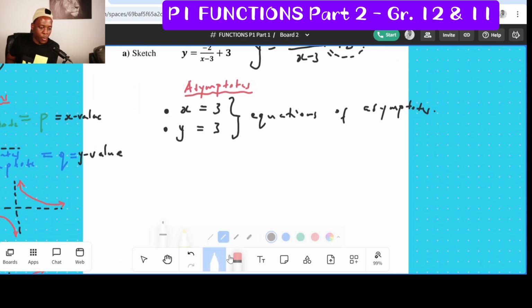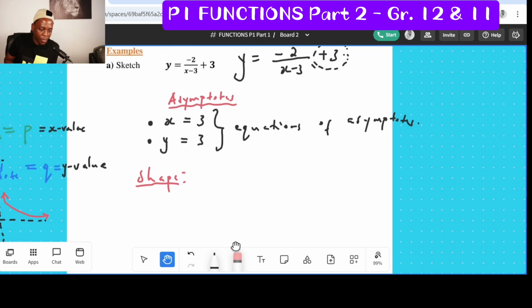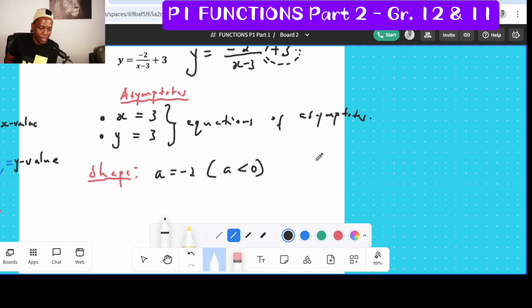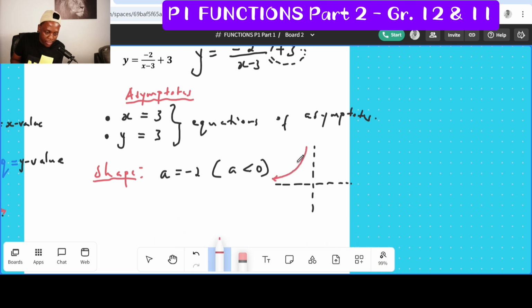Now, step 1, we predict the shape first of the graph. For shape, you go to your equation and you look at the sign of a. Now remember here, our a is equal to -2. That is a number which is less than 0. So since a is a negative number, in our asymptotes, the graph is going to appear in the second quad and reflect in the fourth quad. At least we know this is how it's going to look.